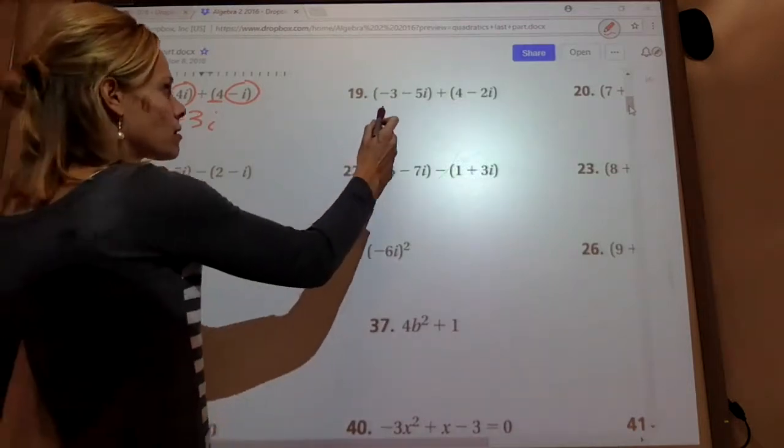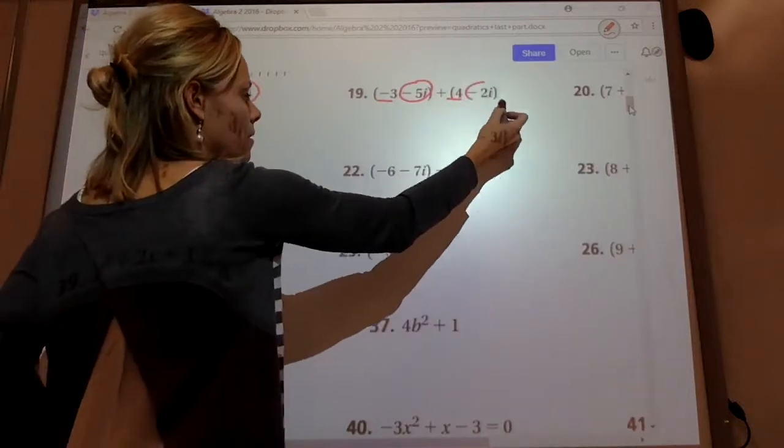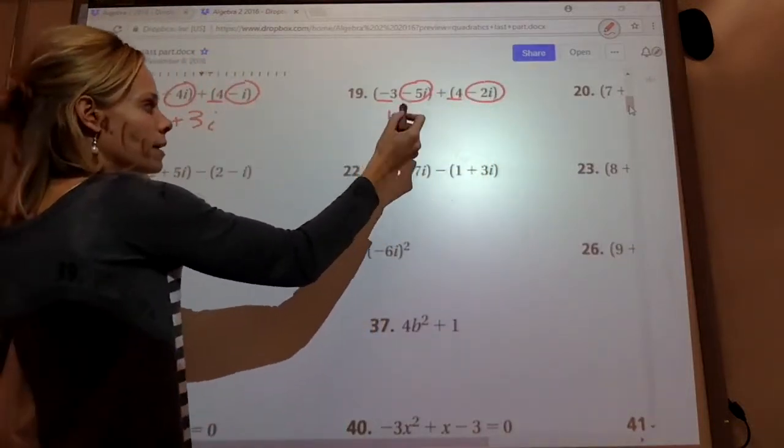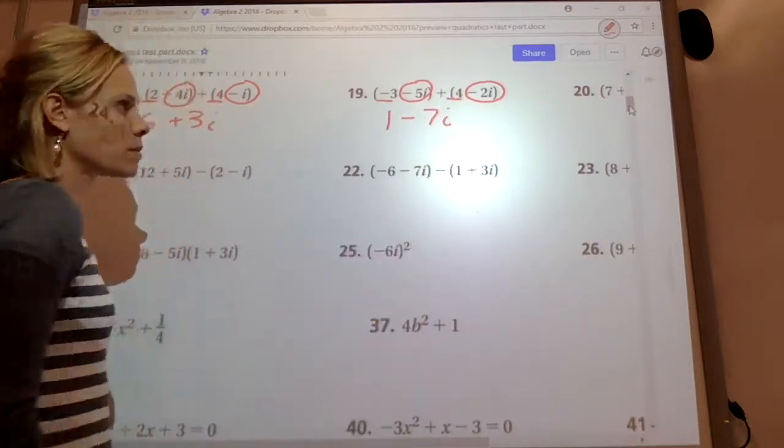Okay. So like this one, here's my real parts. Here's my imaginary parts. Add the real parts, add the imaginary parts. So I get 1 minus 7i.